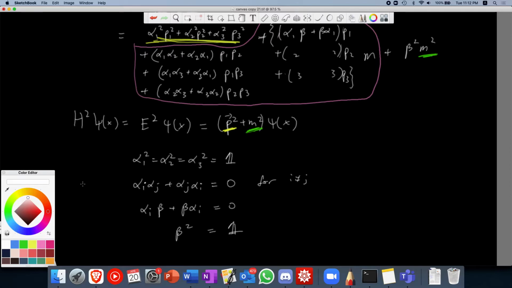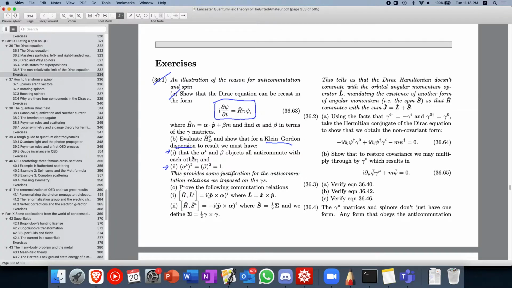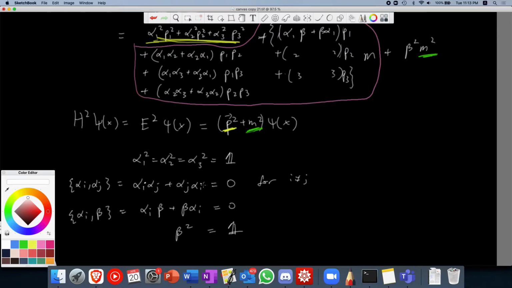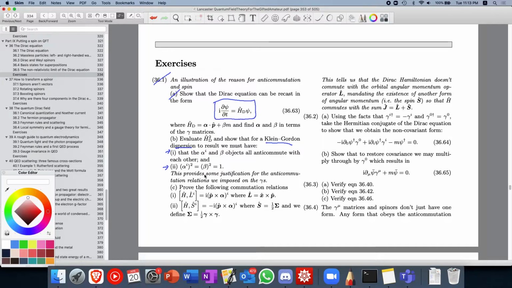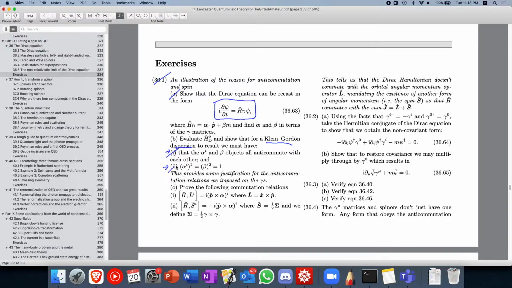So we realize that this is just the anti-commutator, and this is just the anti-commutator as well. So all the alpha i objects and beta objects anti-commute, as you see with this second and third line, and all the alpha i squared and beta squared equal the identity. So we have in fact proven these two relations. This provides some justification for the anti-commutation relations we imposed on the gammas, indeed.